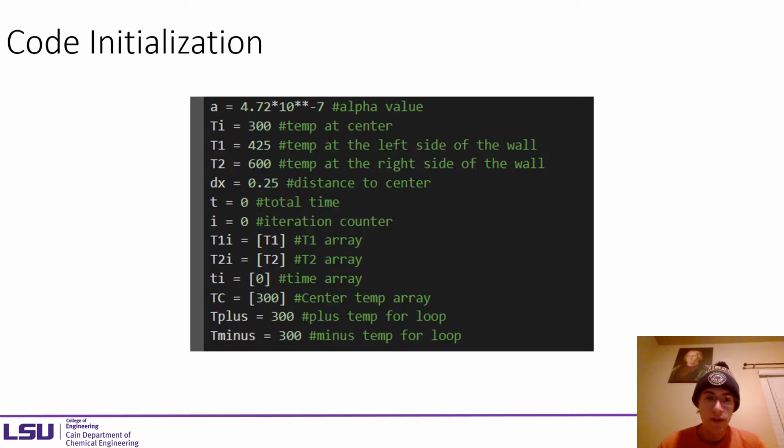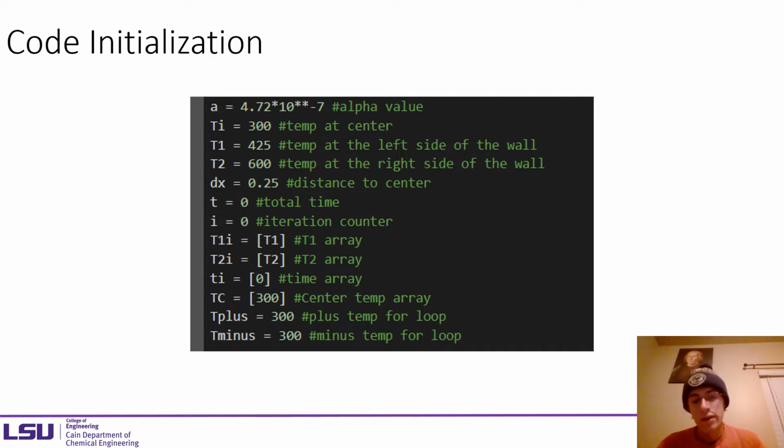So here is the initialization of my code, and going down in order we see that A is equal to the alpha value, Ti is equal to the temperature at the center of the wall, T1 is equal to the temperature at the left side of the wall, T2 is equal to the temperature on the right side of the wall, dx is the distance to the center of the wall, T is equal to our total time, i is simply an iteration counter, and then T1i is an array that is going to hold all of our T1 values, and T2i is the same for T2.